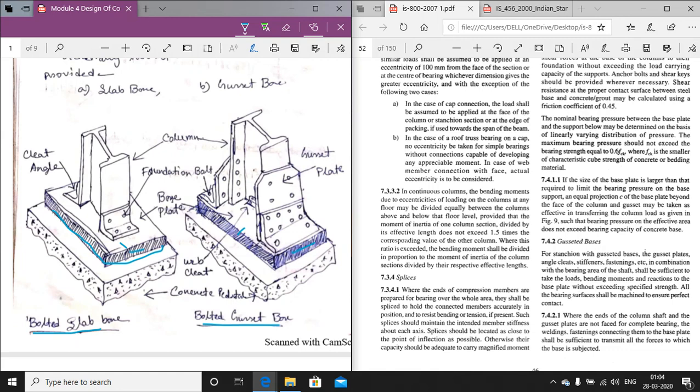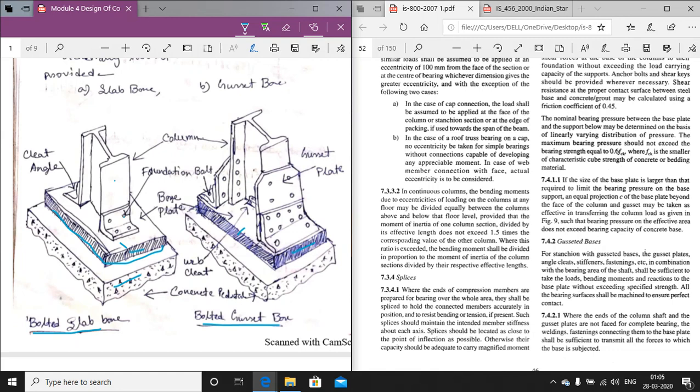This is the column, and this is the concrete block, the concrete pedestal. Here the column is connected with the base plate with the help of foundation bolts, and a cleat angle is provided for the connection. The connection is provided by the cleat angle and the foundation bolt in the case of the slab base.